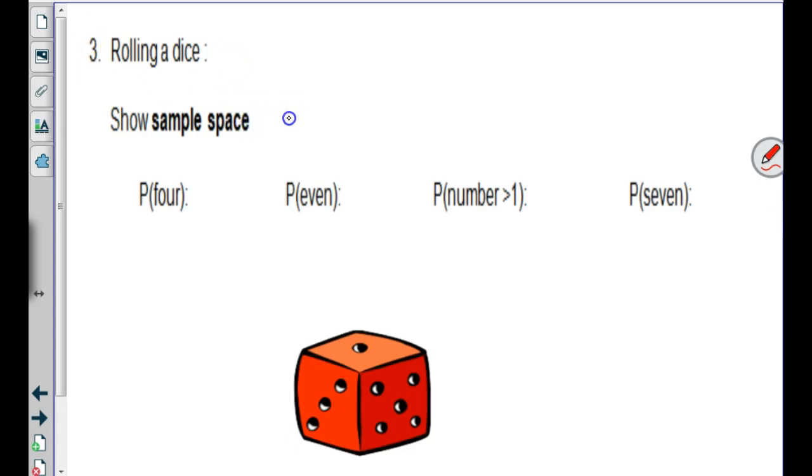Rolling a die, show the sample space. So a normal 6-sided die, 1 through 6, just in case. You can list them in any order. 1 through 6, okay, is the sample space. So what is the probability of rolling a 4? What's the probability of rolling an even number? 3 out of 6 or 1/2.